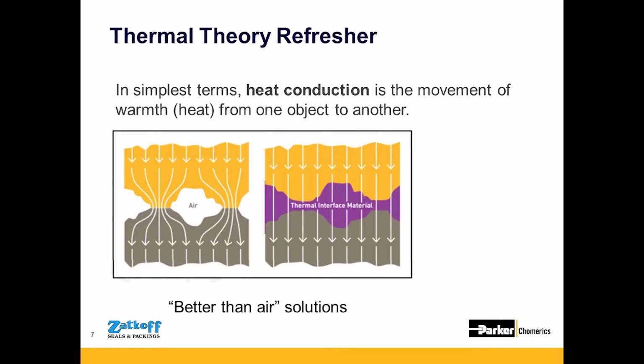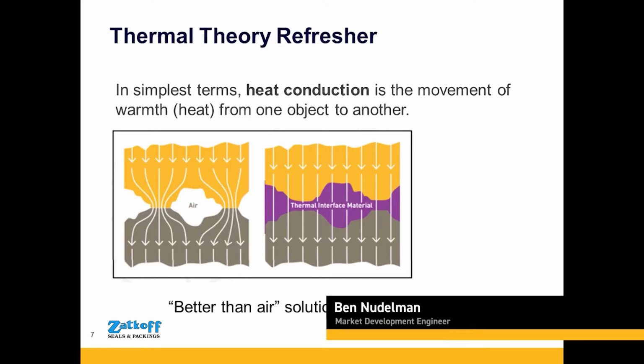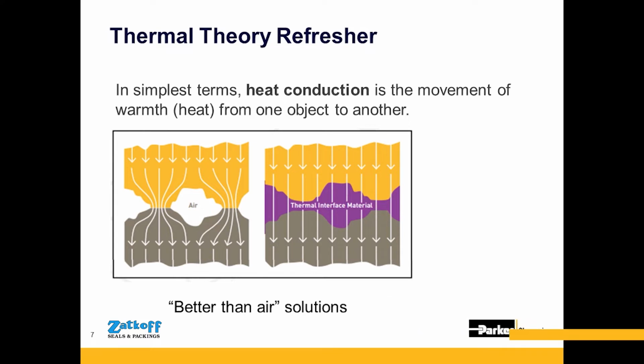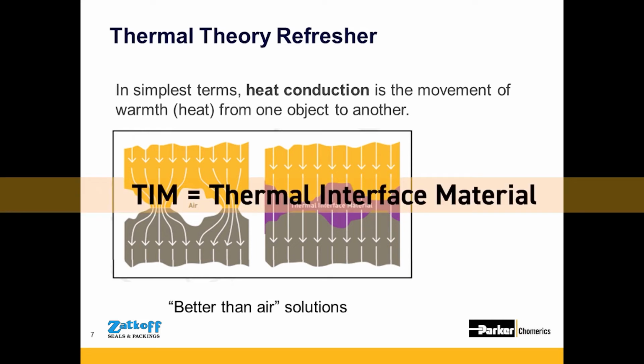Basically, the point of this slide is talking about how thermal interface materials are meant to serve in the interface between a heat generating component and a cold plate or a cooling feature. And then they're meant to be better than air solutions because air is a good insulator. Throughout this presentation, you will hear us refer to thermal interface materials as TIMs, as they're often referred to.